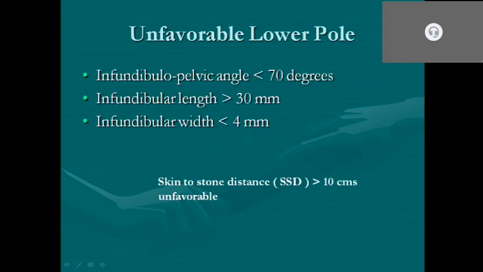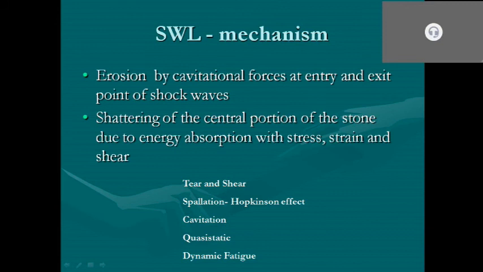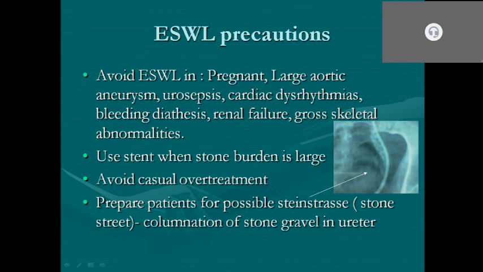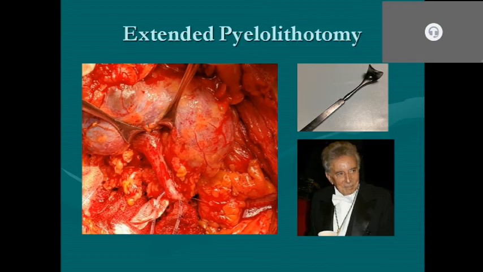As you know, shock wave lithotripsy is very commonly used. Everywhere you will see ESWL, which is mostly used by non-urological colleagues, who don't have much idea about it and still use it. So what is the unfavorable lower pole? Infundibulopelvic angle less than 70 degrees, infundibular length more than 30 mm, infundibular width less than 4 mm. I will explain this to make you understand it better.